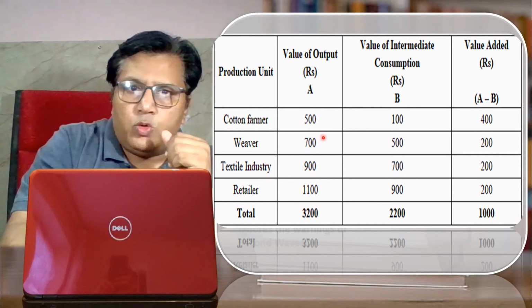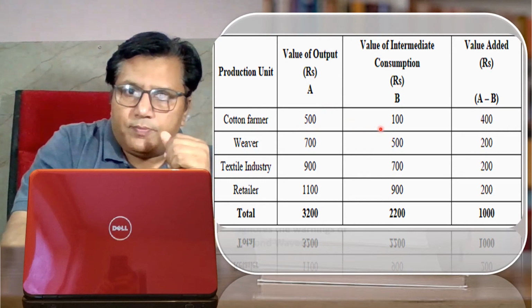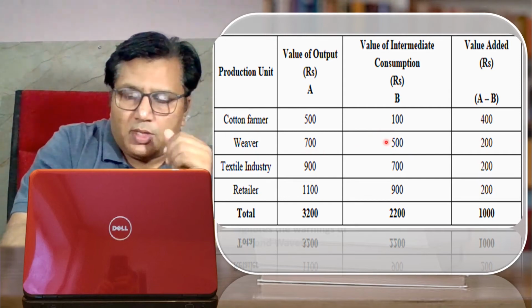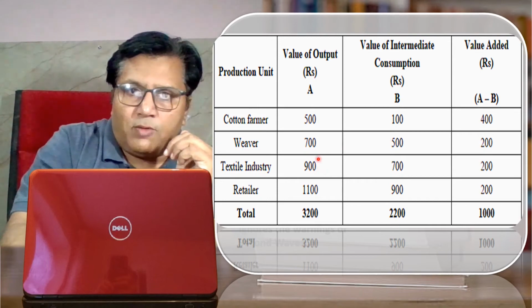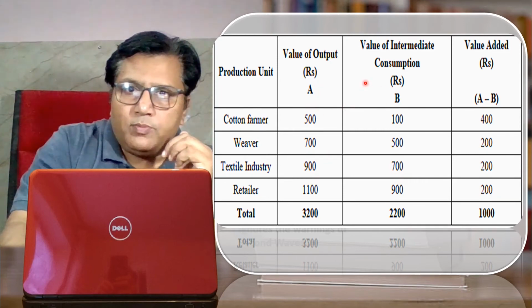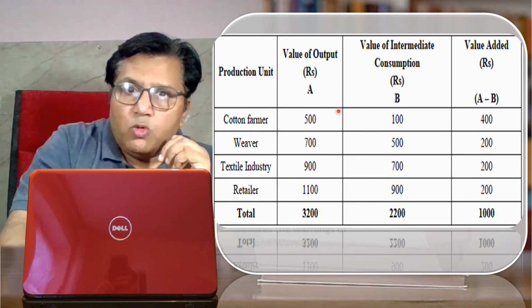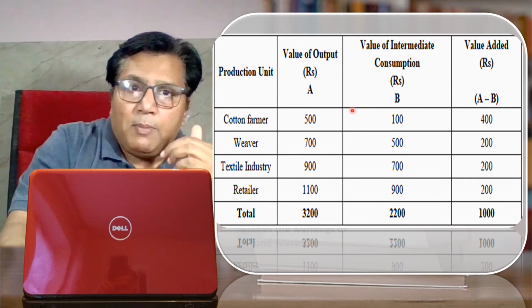The weaver has valued the goods at 700 rupees. Here the 500 rupees is already considered. In the case of textile industry, they valued the goods at 900 rupees. Here 700 rupees is already included. In the case of retailer, he valued the goods at 1100. Here 900 rupees is already included. So here we can say that in every value of the output, the value of the intermediate is already considered. If we do not remove it, there will be the problem of double counting.